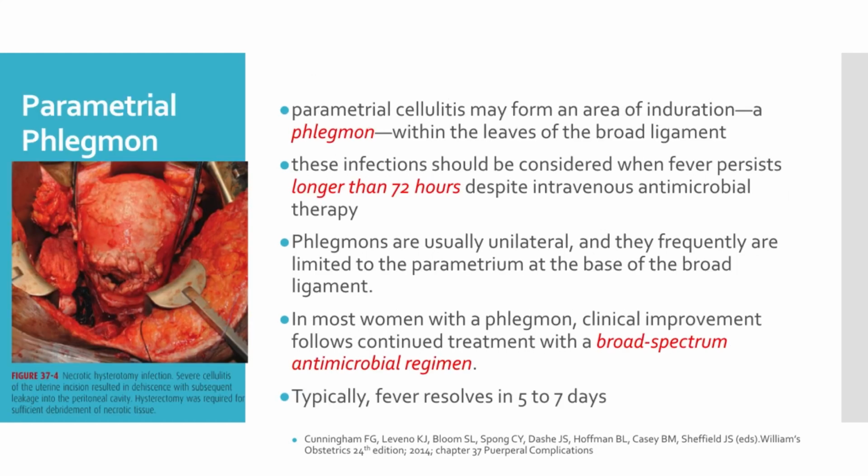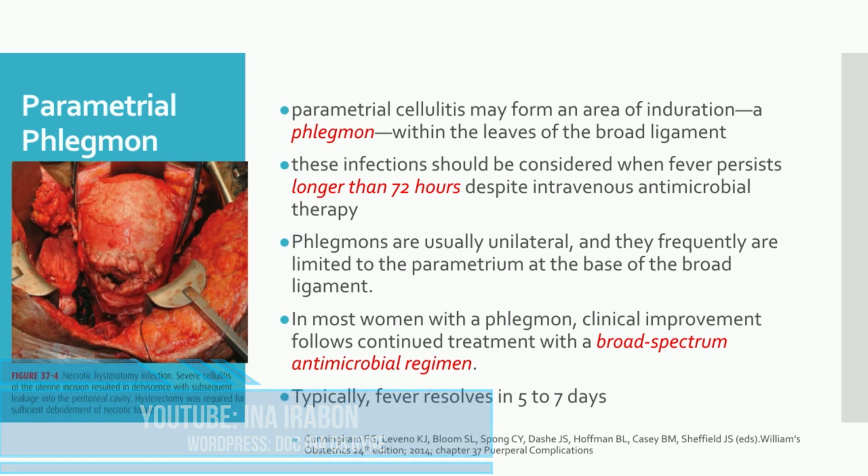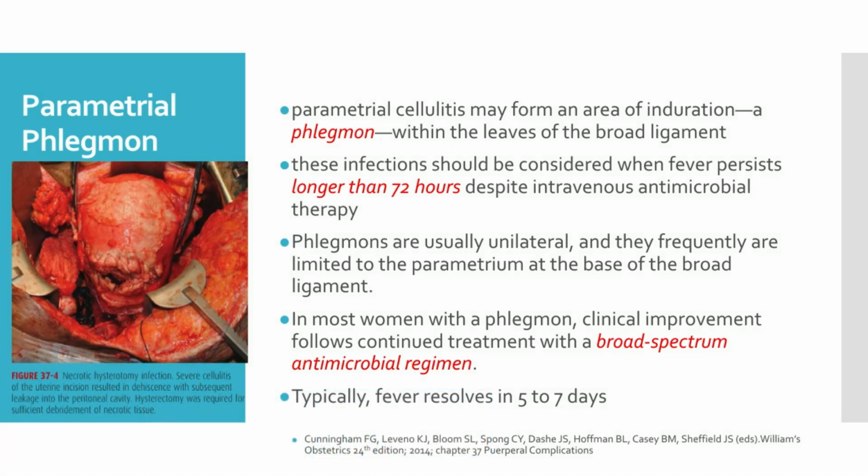Next, we have the parametrial phlegmon. Parametrial cellulitis may form an area of induration, and this is what we call the phlegmon, within the leaves of the broad ligament. This infection should be considered when puerperal fever persists longer than 72 hours despite intravenous antimicrobial therapy.